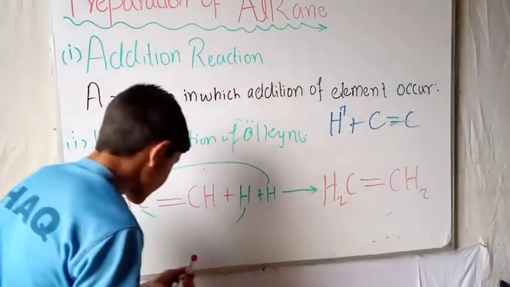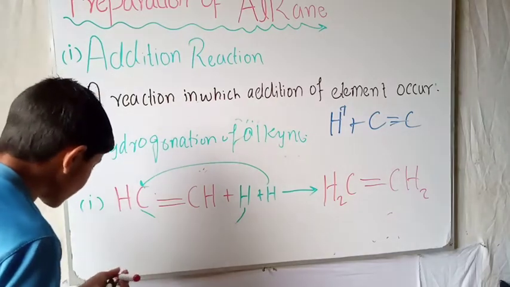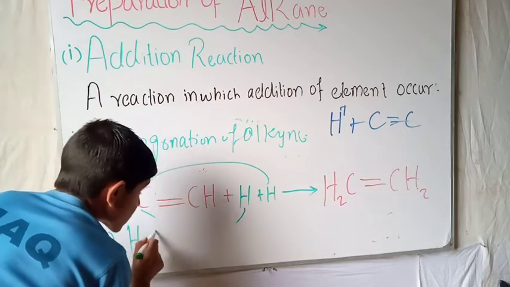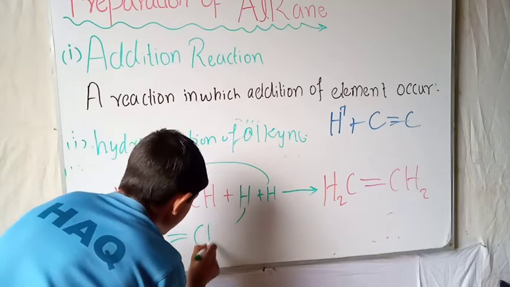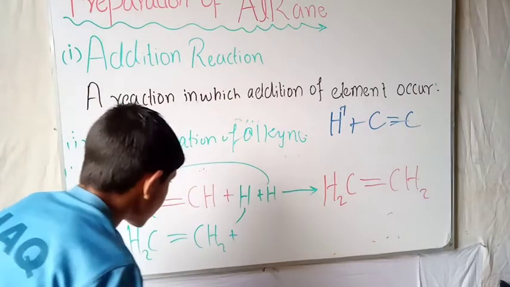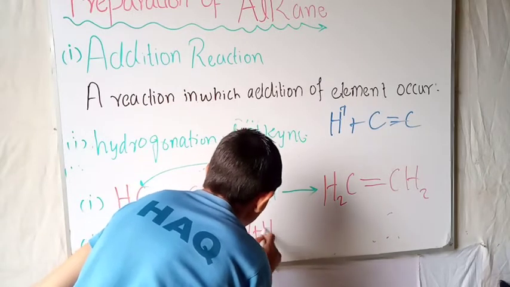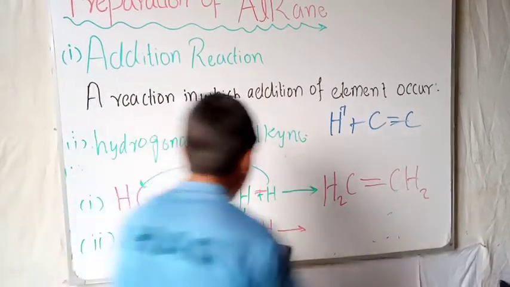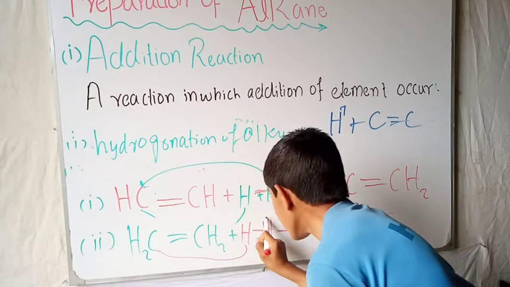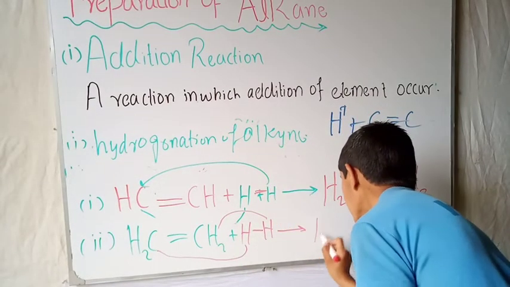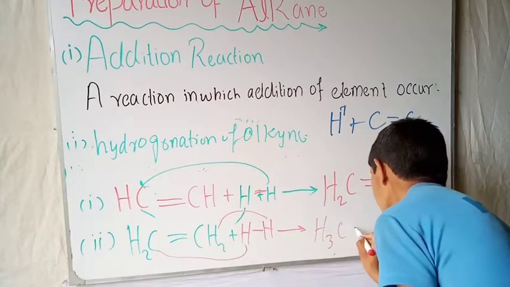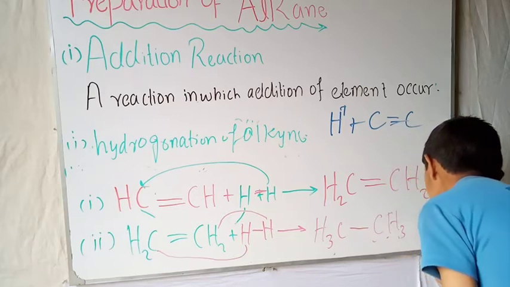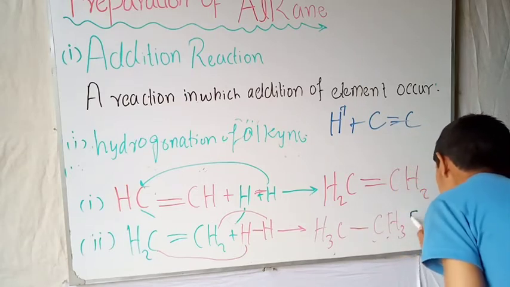In the second step, if we take that ethene, H2C double bond CH2, plus hydrogen. Here the bond forms, and there the bond forms. So in the product, this will react with this one, and this will react with this one. It will give us H3C single bond CH3, which is an example of ethane. So it gave us ethane.